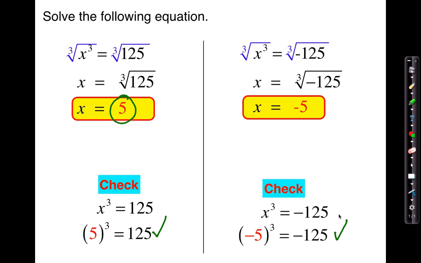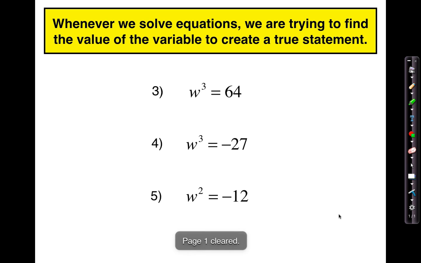Something you're going to see differently than the previous lesson is that when you're taking the cube root of a number, there is only one answer. There isn't two. With the square root, when you're solving, there are 2, but when you're taking the cube root of a number, there is only 1. Now with that said, I want you to pause the video and try numbers 3, 4, and 5 on your own.